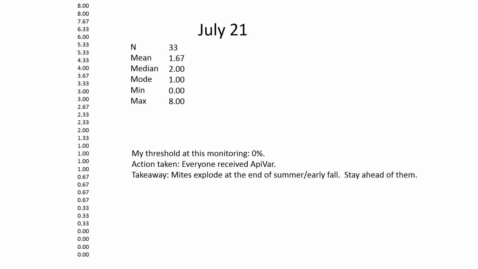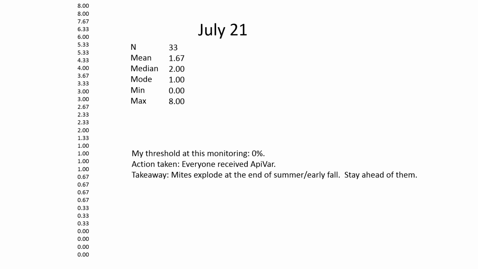July 21st, I had 33 colonies that I monitored. I think there were probably more mating nucs in the yard that didn't get monitored, but we monitored 33 at this one. This is my pre-treatment monitoring, so everybody's going to get treated in late July and early August, but this is my pre-treatment to see how things are looking before I put that treatment in.